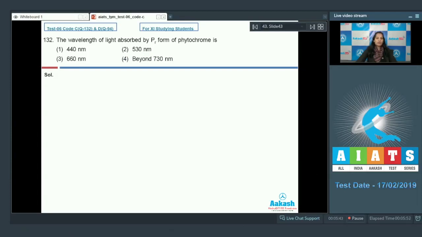Question number 132. The wavelength of light absorbed by PR form of phytochrome is: first option, 440 nanometer; second, 530 nanometer; third, 660 nanometer; fourth, beyond 730 nanometer. Phytochrome has two forms, PR and PFR. PR absorbs the red light, whereas PFR absorbs the far red light. So the light absorbed by PR is 660 nanometer. So the correct option for the given question is option number 3. Let's move on to the next question.